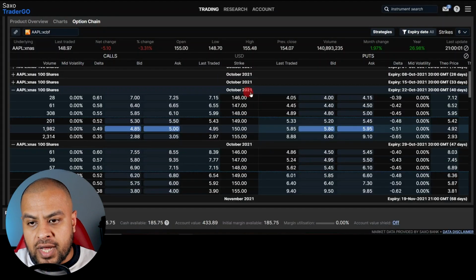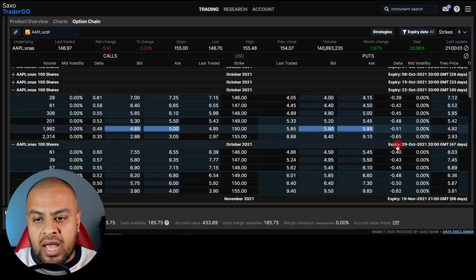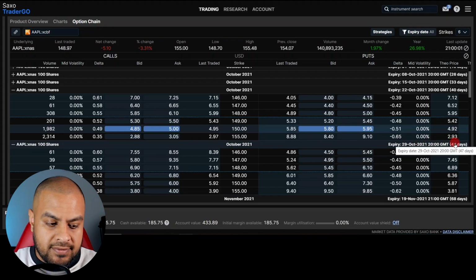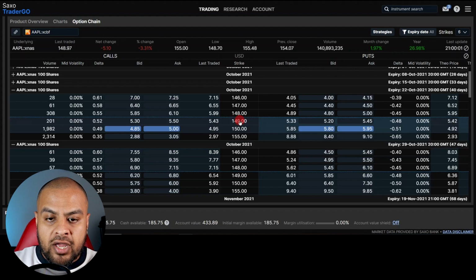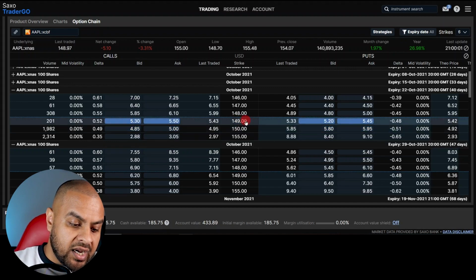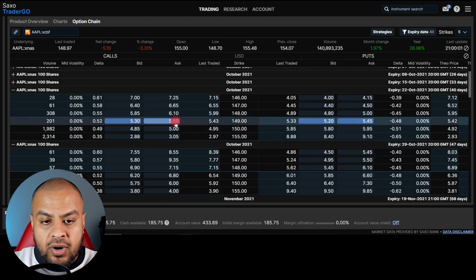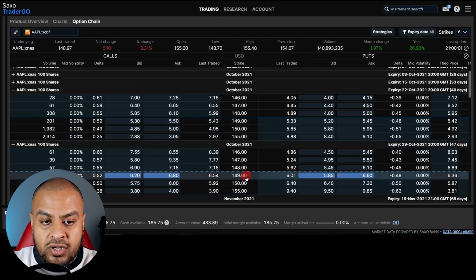So we have option contracts that expire 22nd October in 40 days. And we also have options that expire 29th August in 47 days. If we look at the 22nd October with a strike price of $149, you can see the option price is $5.50. Now, if we look at the contract that has more extrinsic value or more time value because it's later in time, an extra 7 days later, for the same strike price at $149, the option price is $6.80.